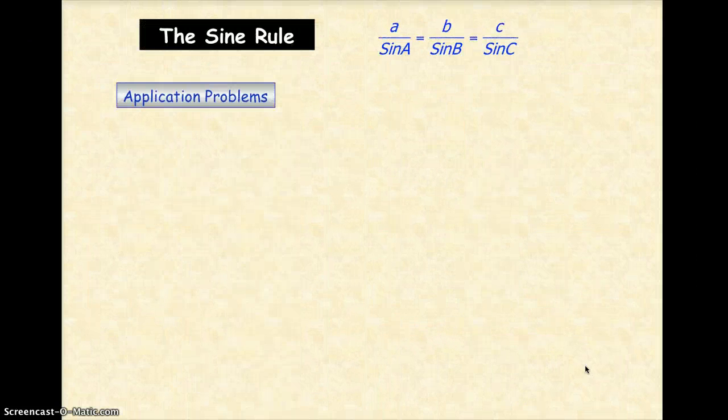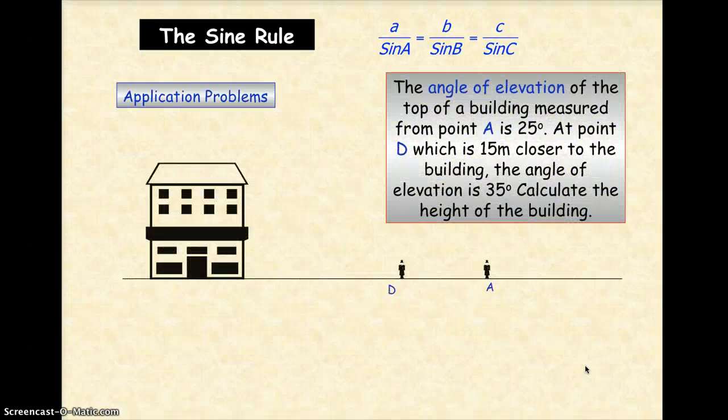Okay, the next one is a word problem, an application problem. You still have your formula up here. The angle of elevation of the top of the building measured from point A is 25 degrees. So I have here the building and point A. The angle of elevation, you have the reference point here, and when it says elevation, it's the angle going up. So we'll have 25 degrees.